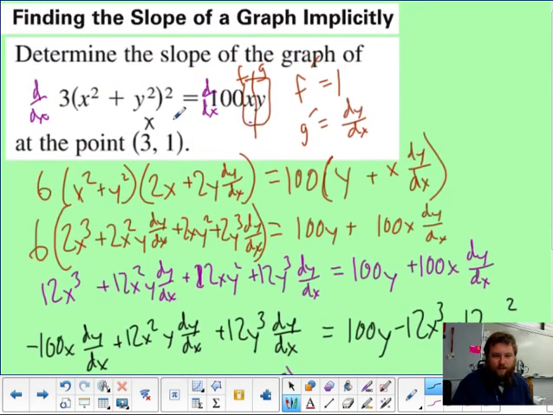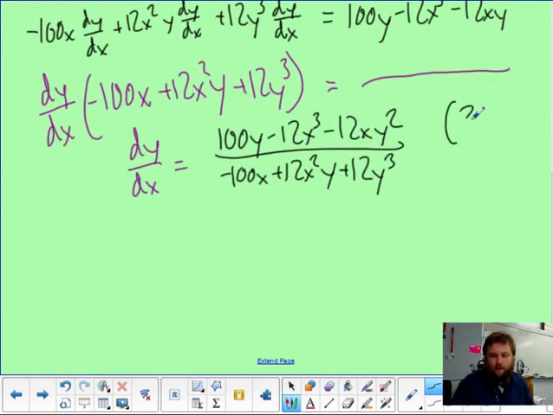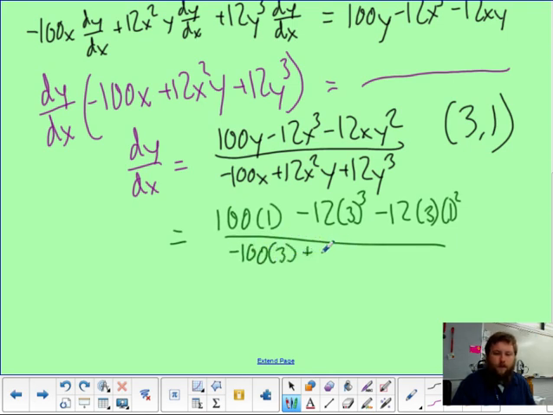Luckily, we just plug in this point, x is 3, y is 1. And we've got to figure out the slope of the graph. So our point is 3, 1, just as a reminder to myself. Plugging this in, we get 100 times 1 minus 12 times 3 cubed minus 12 times 3 times 1 squared, all over negative 100 times 3 plus 12 times 3 squared times 1 plus 12 times 1 cubed.